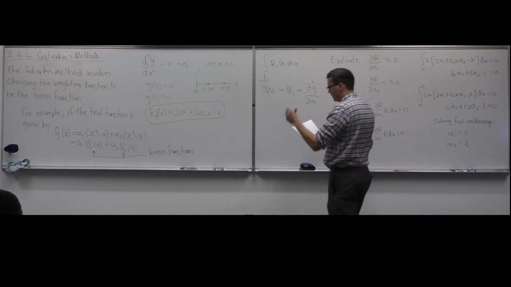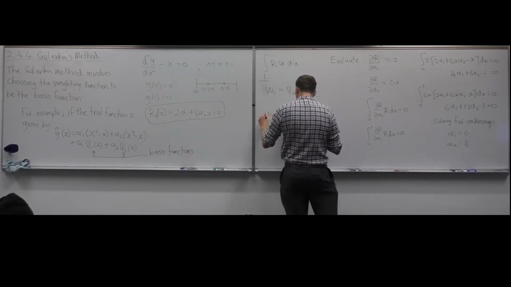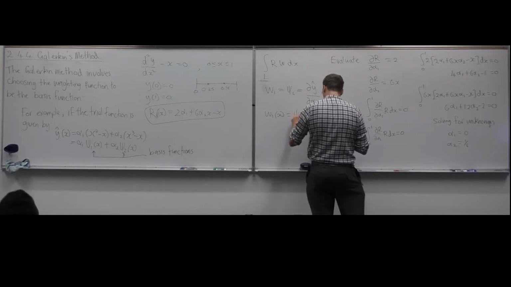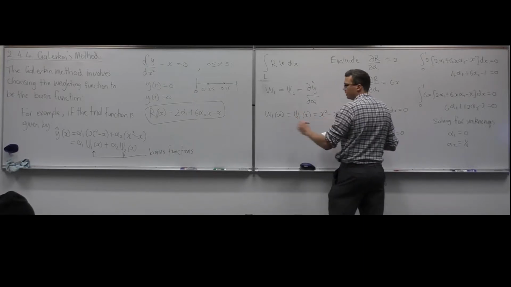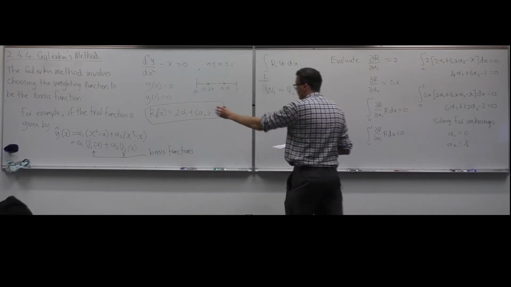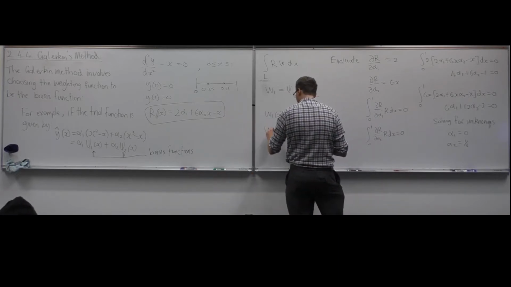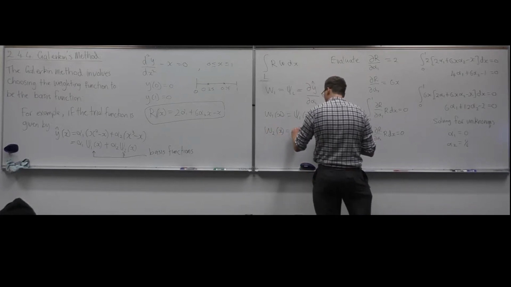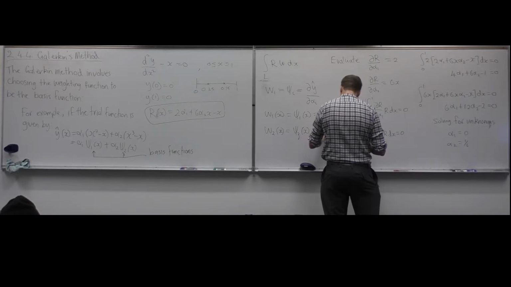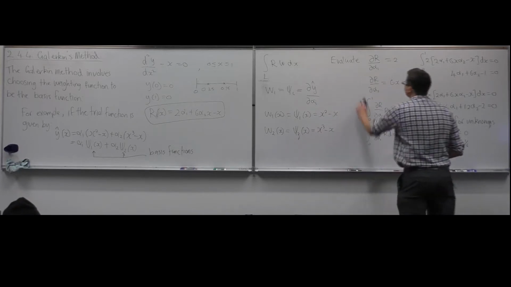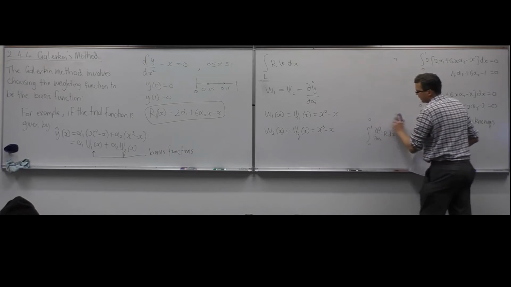So in this example, we can write that W1(x) is equal to psi 1(x), which is x squared minus x. That's the first part, and then the second weighting function, W2, is equal to psi 2, and that's equal to x cubed minus x. Okay?